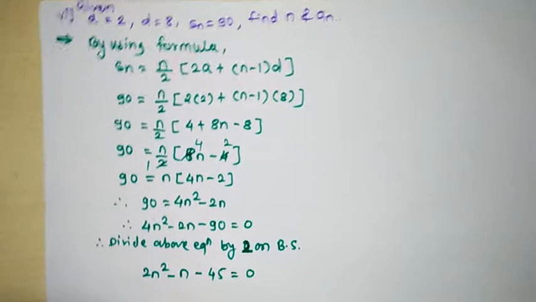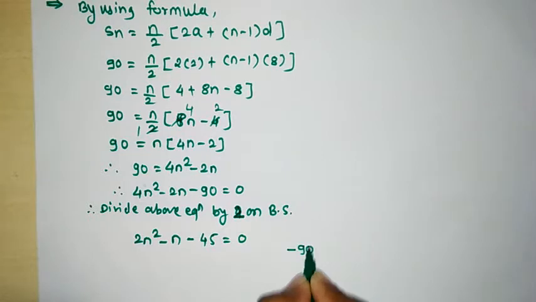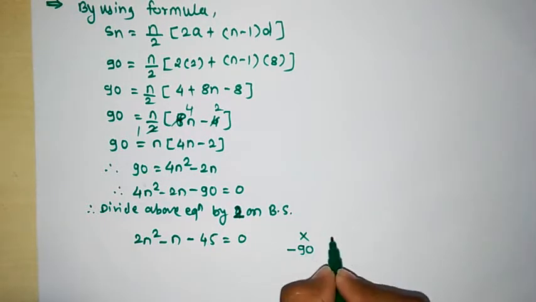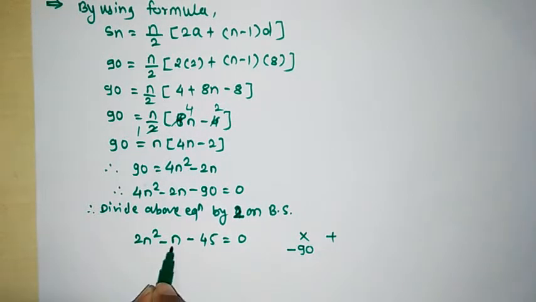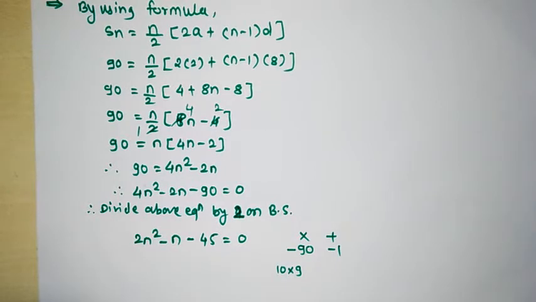See here the multiplication should be 2 into minus 45. How much multiplication should be? Minus 90. And addition should be how much? What is the addition? Check here, minus 1. Addition should be minus 1. You will check. The numbers' multiplication should be 90. Which numbers are there like that? That is 10 into 9. Check here. 10 into 9 is 90. But here we want minus 90.